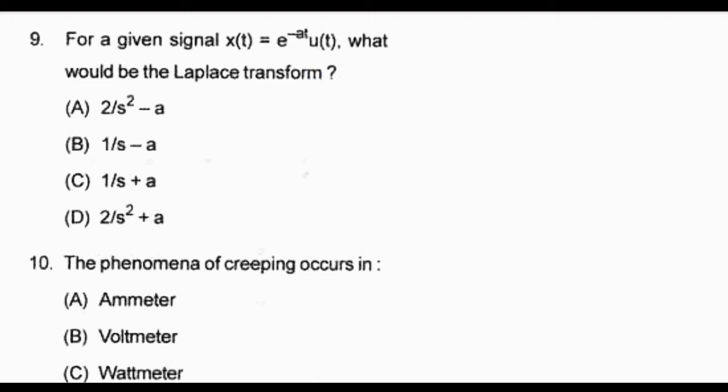If in the time domain we multiply by e to the power something, then in the frequency domain this will be shifted. So what will be the answer? The answer will be 1 by (s plus a). So this is the answer, 1 by (s plus a). Here there should be a bracket. So the answer is option C.